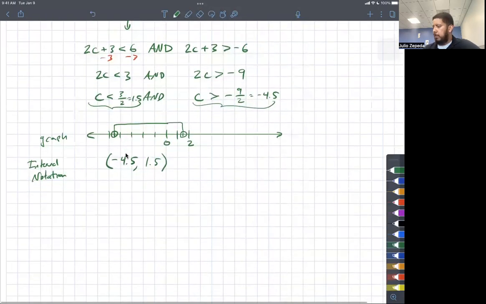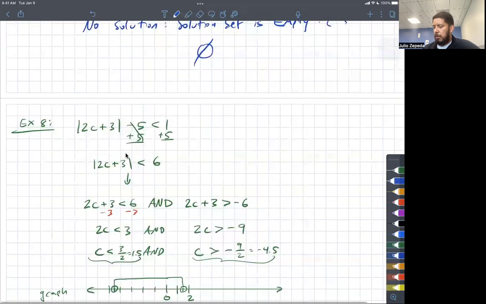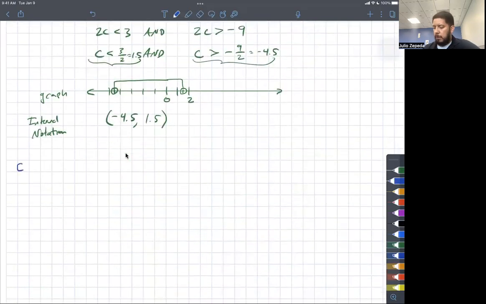Okay, let's take a look at another one. Example number 9. We have negative 1/3 times the absolute value of (3 + x)/2, in absolute value, less than negative 2.